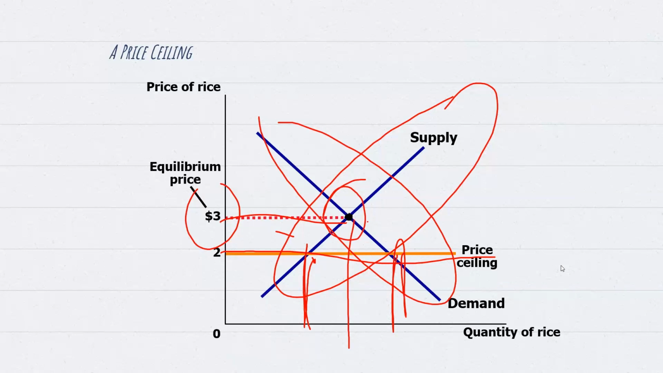So what will happen? So if you can see this point, you can see that the quantity of supply is less than the quantity of demand, right?